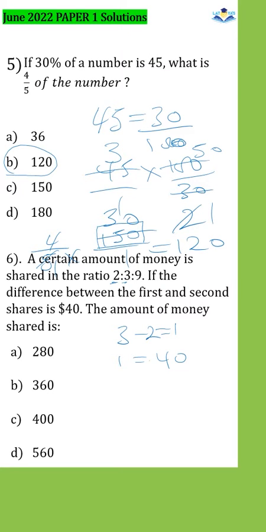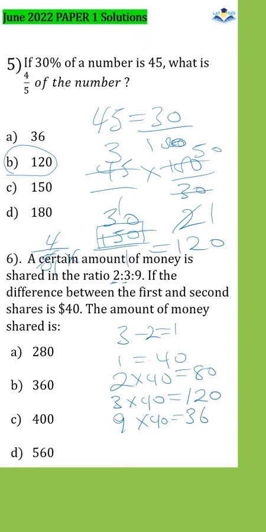So 1 share is equal to 40. If 1 share is equal to 40, then 2 shares is going to be equal to 80. 3 shares is going to be equal to 120, and 9 shares is going to be equal to 360. And when I add this, I'm getting a total of 560. So my answer for question 6 is going to be D.